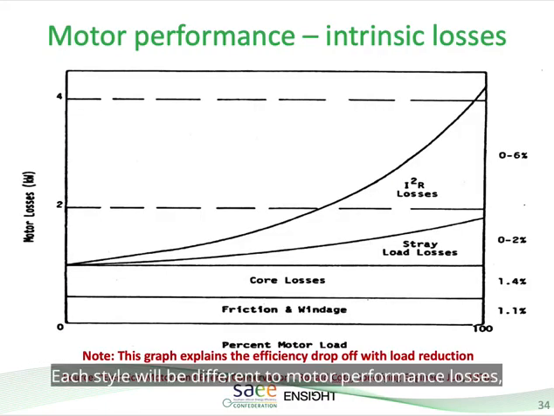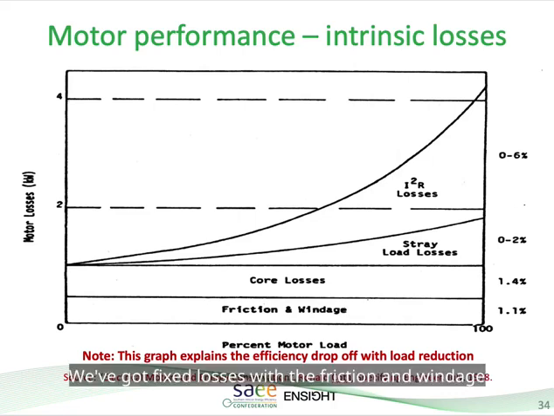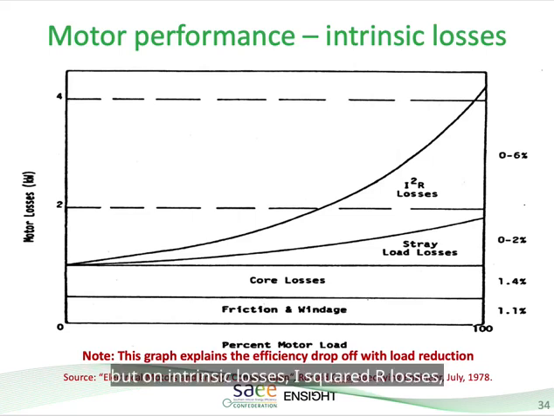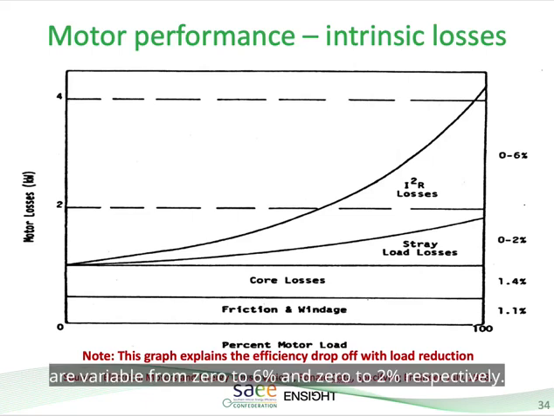Let's delve a bit deeper into motor performance losses, starting with intrinsic losses. This graph explains the efficiency drop off with load reduction. This means the lower the load of the electrical motor, the lower the efficiency of the electrical motor. We've got fixed losses with the friction, windage and core losses. But our intrinsic losses, I squared R losses, are variable from 0 to 6% and 0 to 2% respectively.